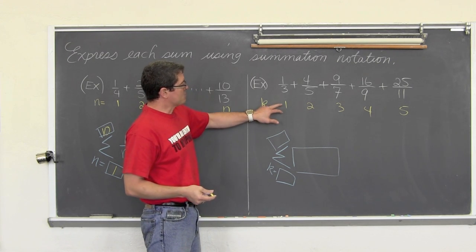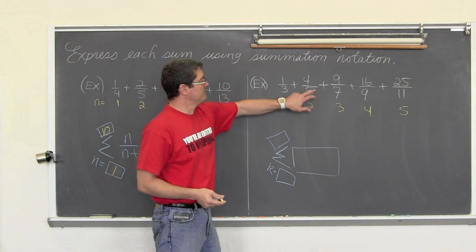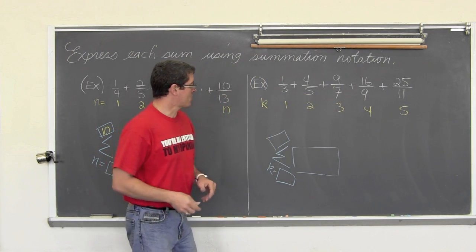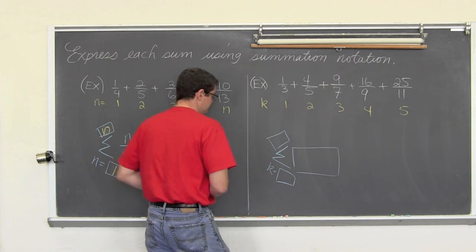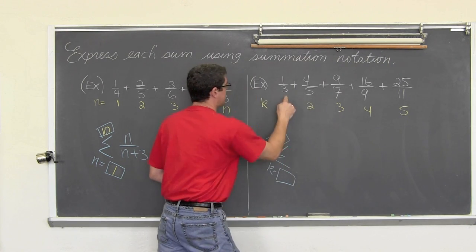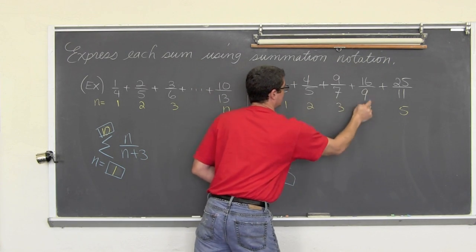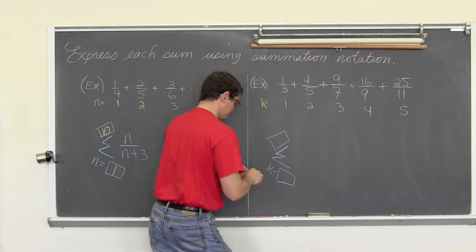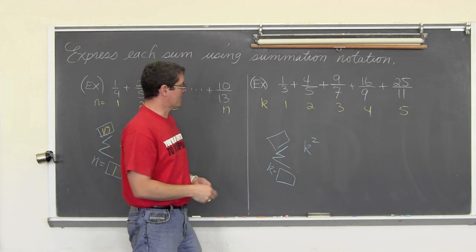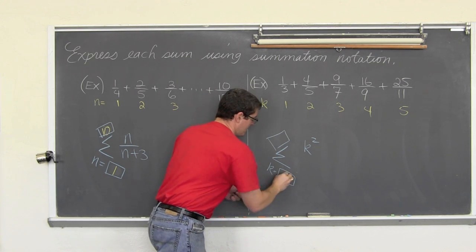Do you see any pattern between these k values and the numerator? They're all squared. So our numerator for this is going to be, I don't know why I keep making my box so small, but my numerator is going to be k squared, yes. I'm mentally checking my answer there. My lower index is equal to 1.